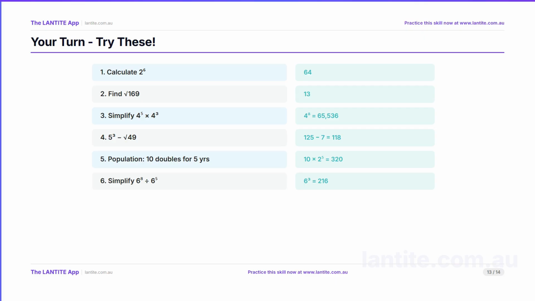Problem 5. A population of 10 doubles every year. How many after 5 years? Problem 6. Simplify the fraction 6 to the 8 divided by 6 to the 5. Check your answers on screen when you're ready.